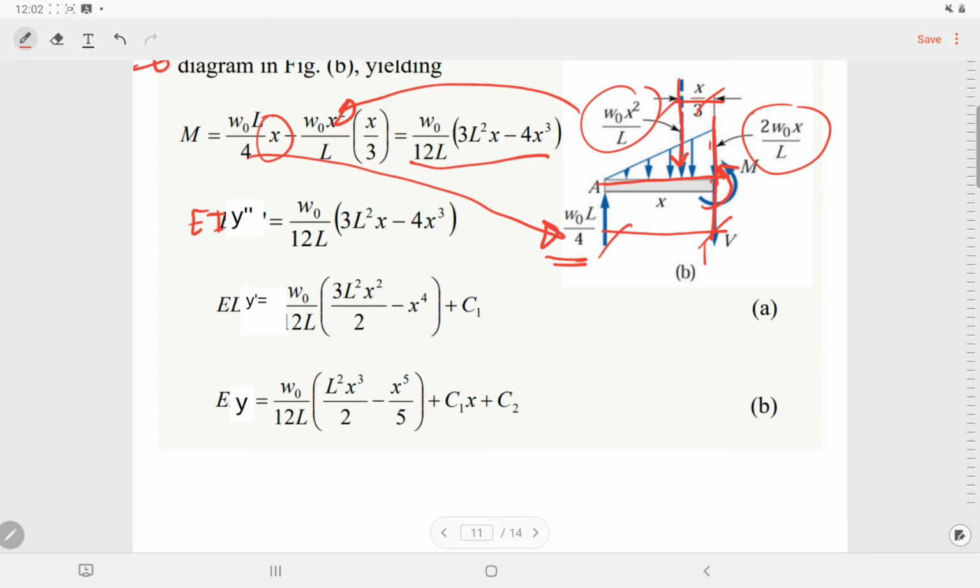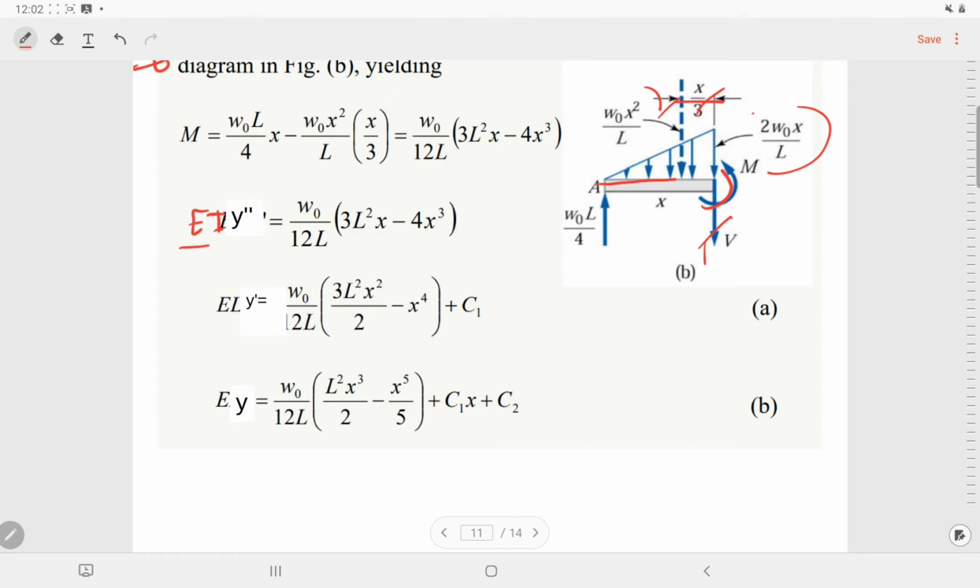So after that, I'm going to say EI y double dash equals the moment. First integration, second integration. Now we need to find C1 and C2. From the symmetry, the first boundary condition is at x equal to 0, y equal to 0. Here we have y equal to 0. So from here, you can get C2 equal to 0.